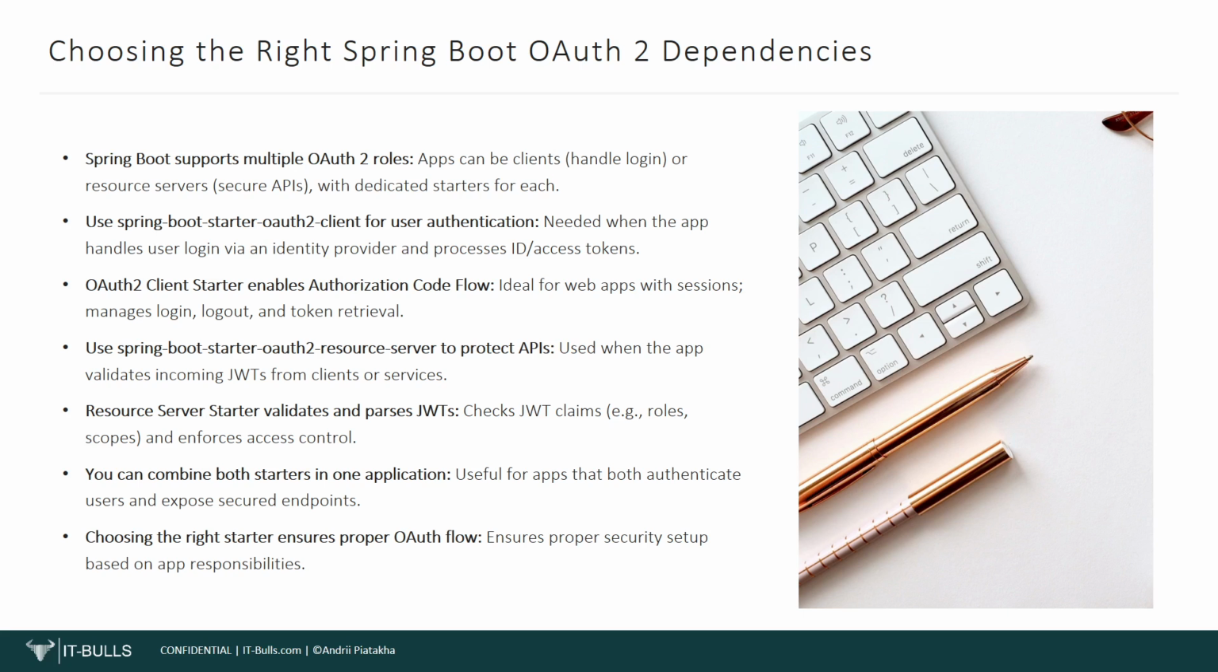In essence, this is about assigning the correct identity and responsibility to your application in the OAuth2 ecosystem. Understanding this division ensures that your authentication and authorization flow is both secure and correctly structured.